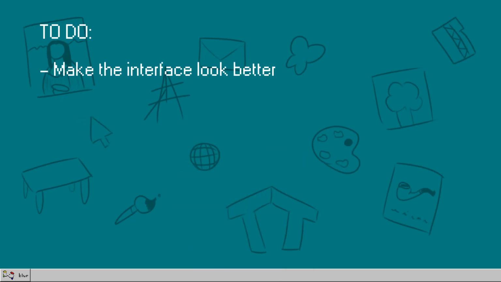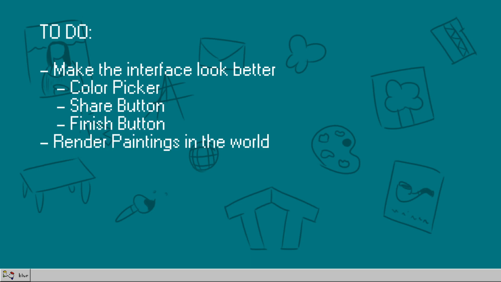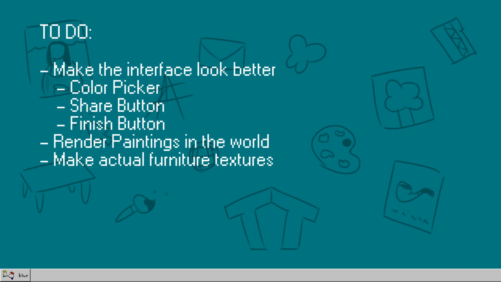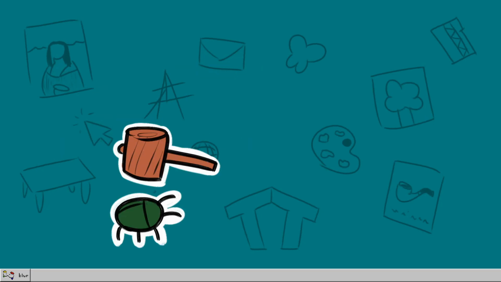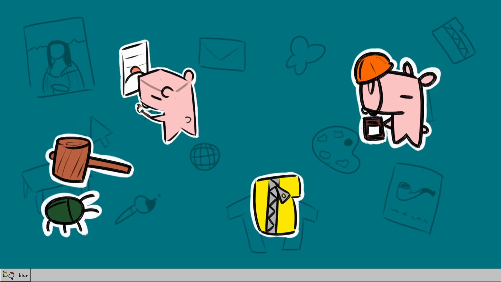I want to improve the interface. Specifically, I want to add a color picker and the ability to share and finish art. Then, finished art should be able to render the actual painting that the player made in world. Should also probably replace the placeholder textures. That white table is great, but it's no easel. Once all that's done, it should be enough for a beta build, so hopefully people can start finding bugs and making art ASAP. Just bang those out and get a beta out for the people to start playing with.